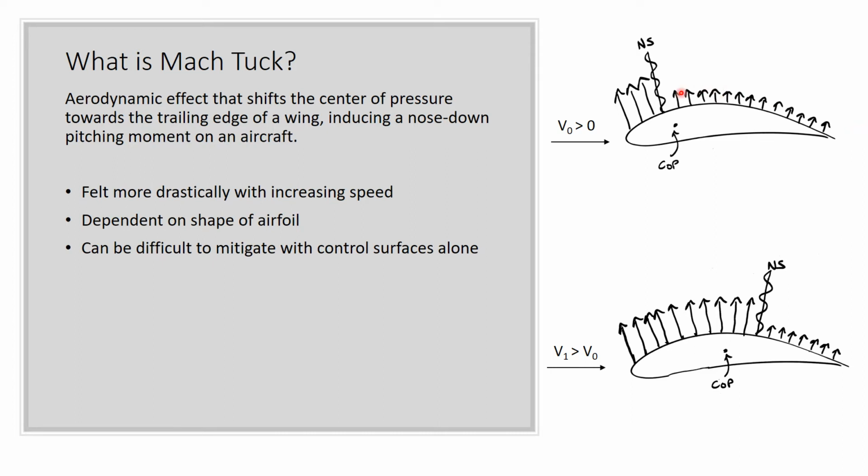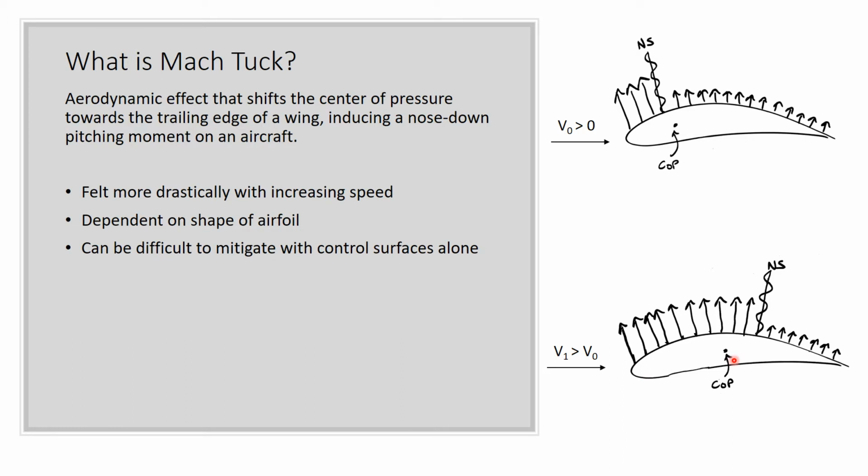If we were to increase the free stream velocity, such as in this second picture, we wind up shifting the normal shock towards the trailing edge of the wing. And this creates a larger area of high lift before the normal shock, and then the size of the low lift area is reduced. And what this does is it moves back the location of the center of pressure.